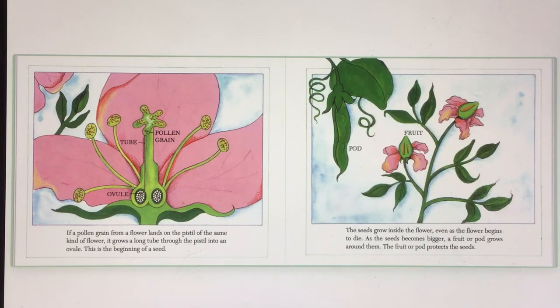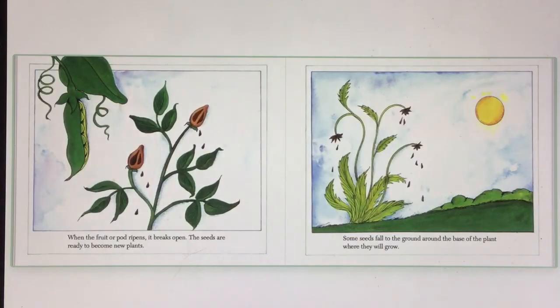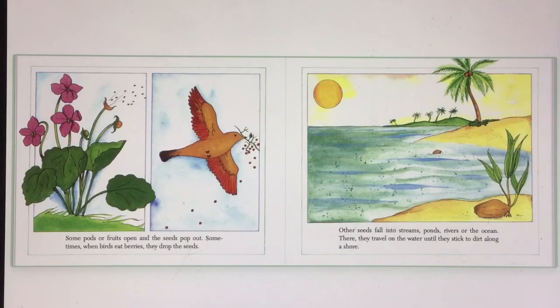Pod, fruit. When the fruit or pod ripens, it breaks open. The seeds are ready to become new plants. Some seeds fall to the ground around the base of the plant where they will grow. Some pods or fruits open and the seeds pop out.